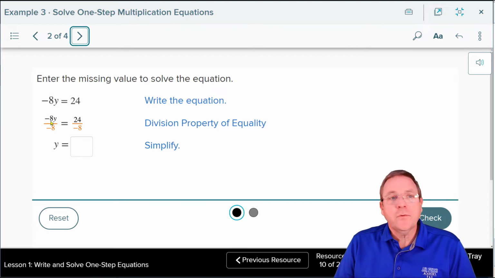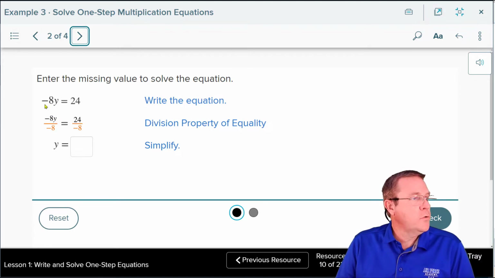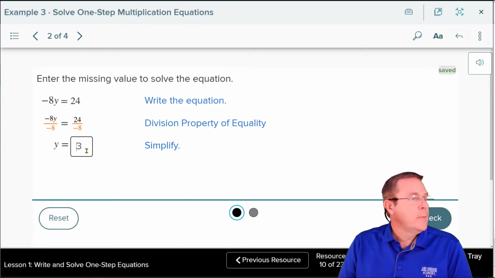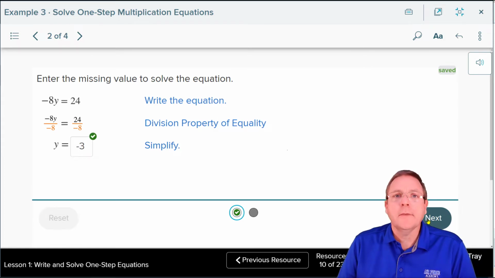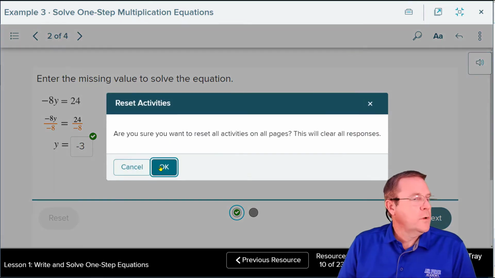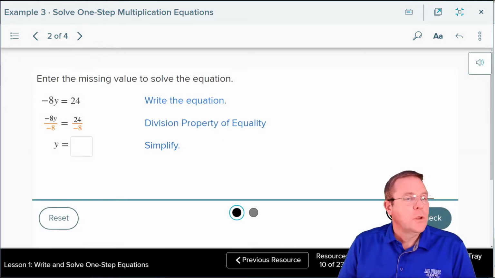Now, you don't even have to write this next step right here. You can put a bar right there with a negative 8 under it, and a bar right here with a negative 8 under it. And when you do that, the negative 8 divided by negative 8 becomes 1. I'd encourage you to put a big old fat 1 through these. And then a 1 times y is y. 24 divided by 8, that's going to be 3. And a positive divided by a negative, that's going to be a negative. Check your answer, and the answer checks. Easy math.